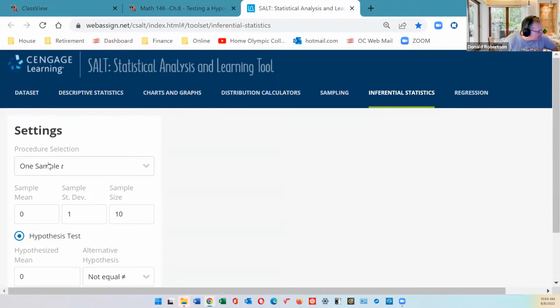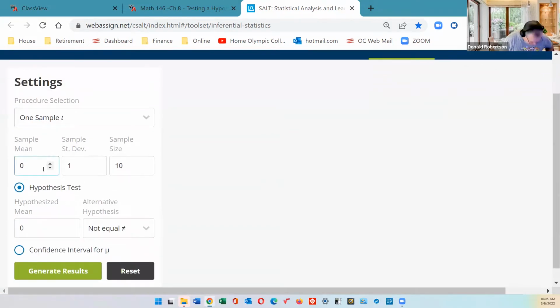And would you agree we're already in the right place? One sample T is where you go with these stories. The sample mean was 15.9. The standard deviation was 2. And the sample size was 20. And we're doing a hypothesis test, and we're saying that it should be 16, and then we're testing to see if it's not equal to that 16. You all comfortable about where the numbers go and how you get them from your story?